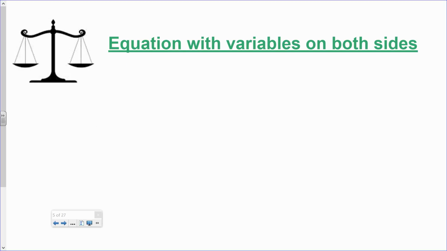Equations with variables on both sides. Equations with variables on both sides.